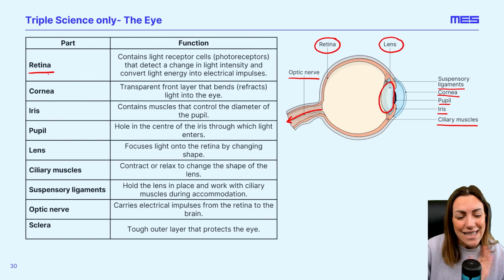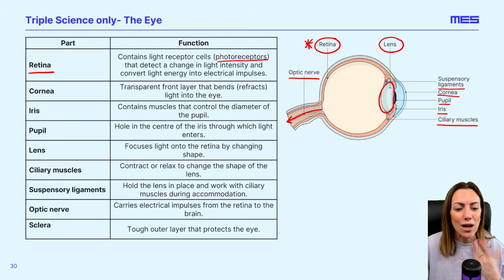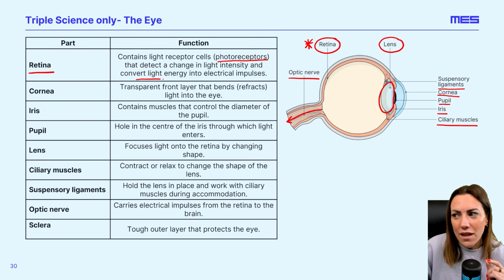So the retina is really important that you look at, because in the retina, which remember is the back surface of the eye, there are receptors or receptor cells for light. We call them photoreceptors. There's actually 2 types. They're called rod cells and cone cells, which you'll learn more about if you do A-level biology. But they detect any change in light intensity. Remember, a receptor is a cell that detects a stimulus. These receptor cells or photoreceptor cells detect a change in light intensity, and they convert that light into an electrical impulse, which will then be sent down the optic nerve at the back of the eye.